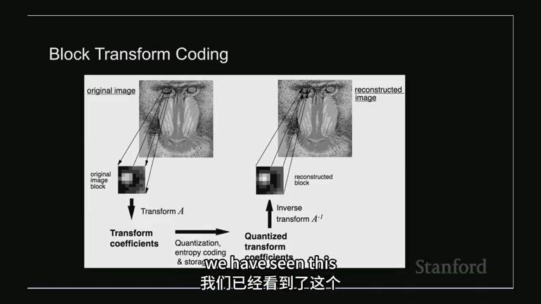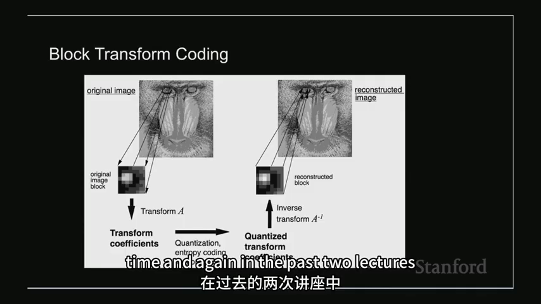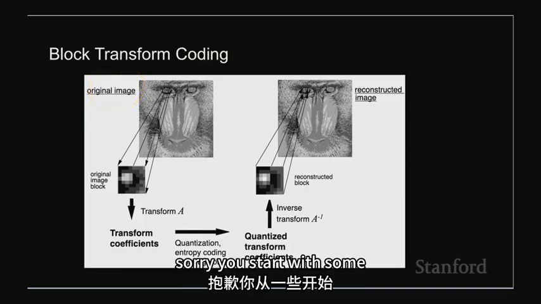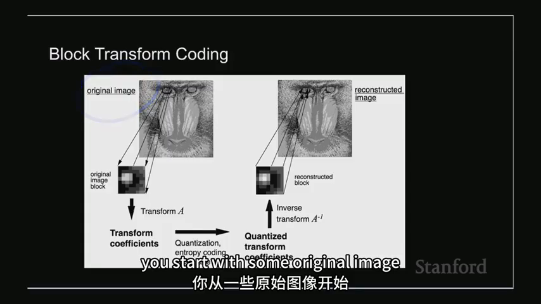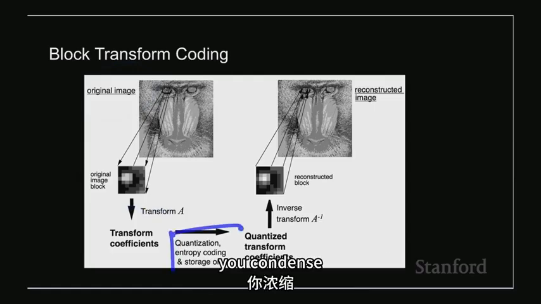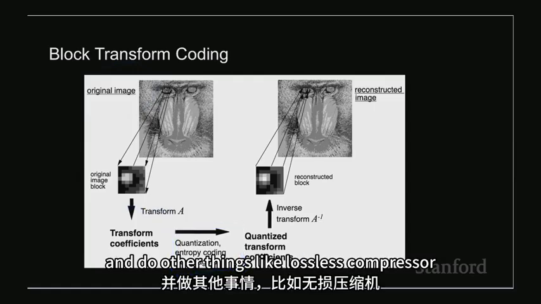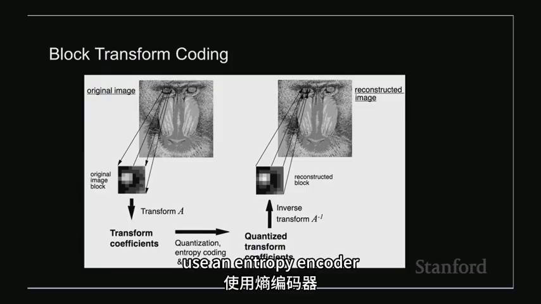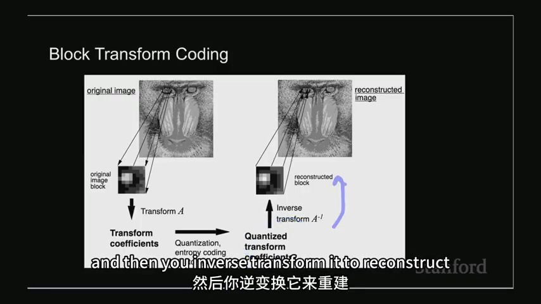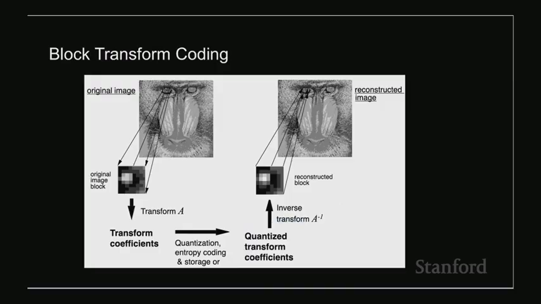Again, we have seen this time and again in the past 2 lectures. You start with some original image. You convert it into transform coefficients. You quantize and do other things like a lossless compressor, using an entropy coder. That gives you quantized transform coefficients, and then you inverse transform it to reconstruct the block.